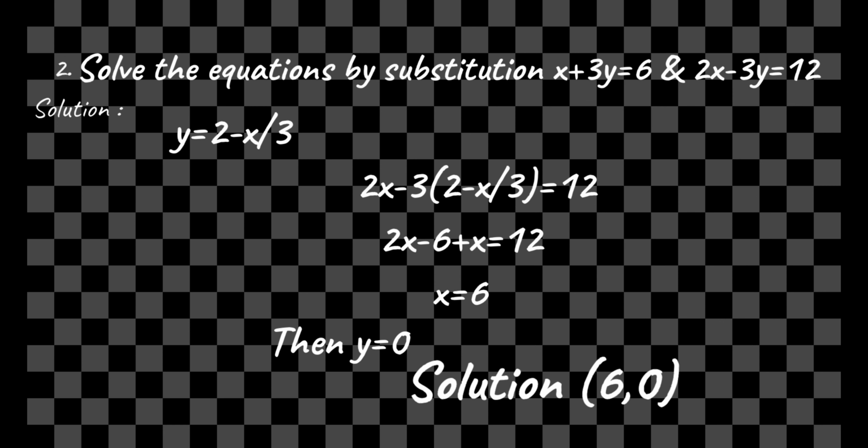That is, by simplifying, we get 2x minus 6 plus x equal to 12. Again simplifying, we get 3x equal to 18. Then by dividing by 3 on both sides, we get x equal to 6. By substituting the value of x in any of the equation, we get the value of y, that is 0. So the solution of the given pair of linear equations is 6, 0.